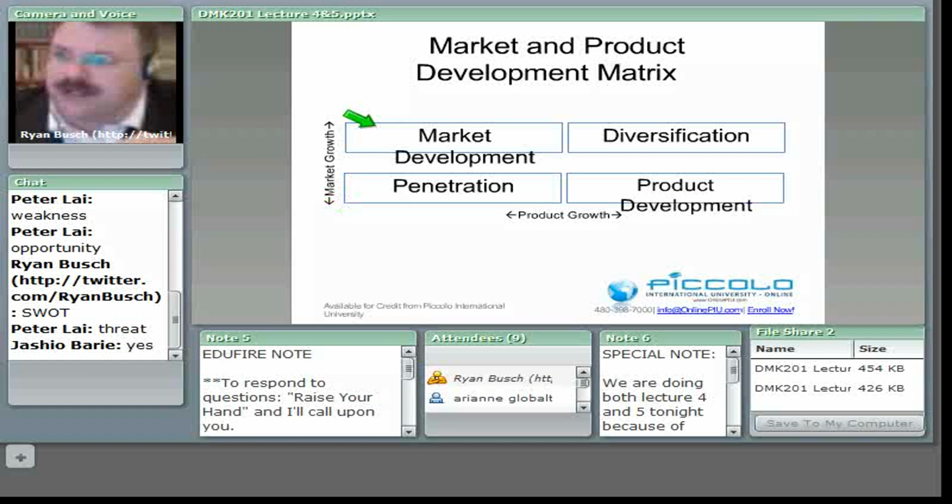So with that in mind, let me ask everybody, can anyone give me an example of a market penetration strategy? That's a strategy that you may have seen where a company tries to sell more existing products to existing markets. You can raise your hand, and we can bring you on the microphone, or you can feel free to type your thoughts into the chat column. Peter, any thoughts on market penetration? How you may have seen companies in the world trying to sell existing products to existing markets that they already have?